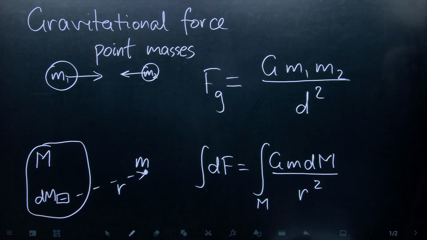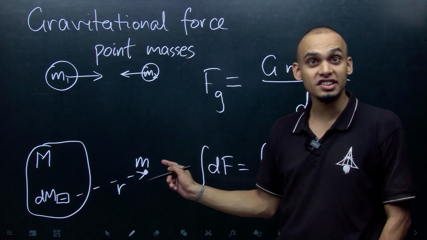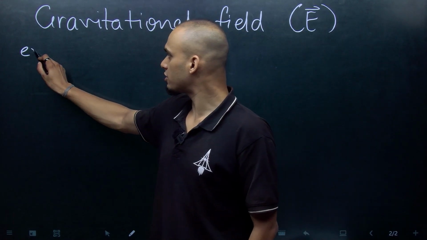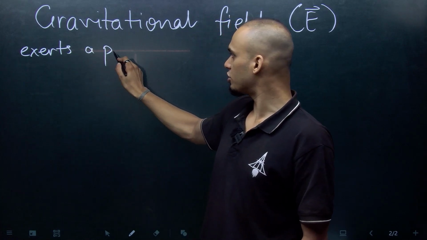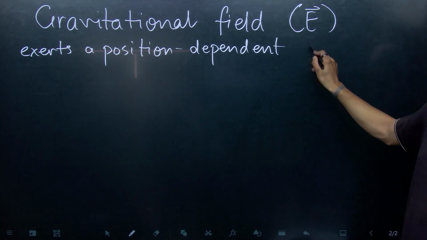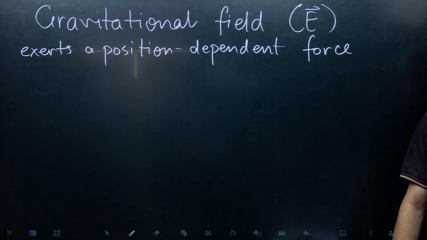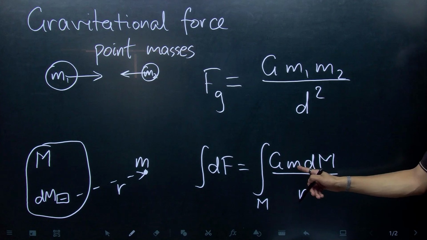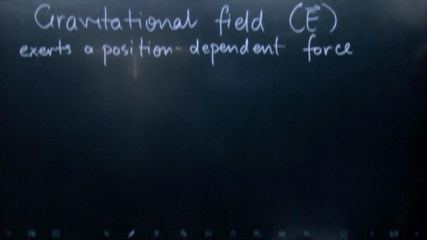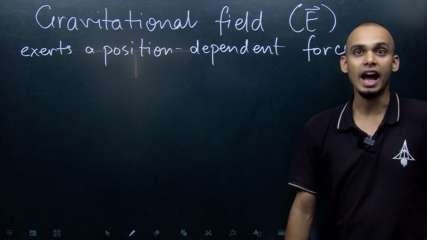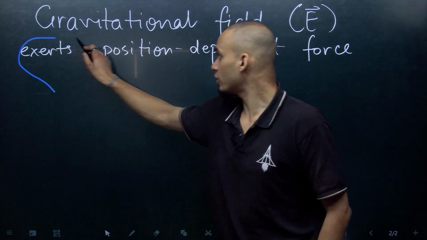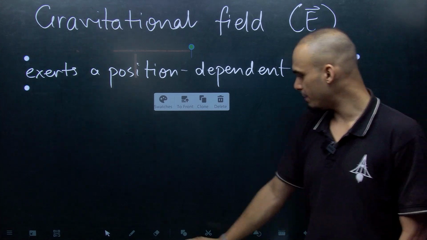And what does it mean? It means that based on where this object exists in space, this quantity, gravitational field, will exert a position dependent force on it. And of course, the force will also depend on the mass of this point object, right? So we can define the gravitational field as force per unit mass to make it independent of any point object.